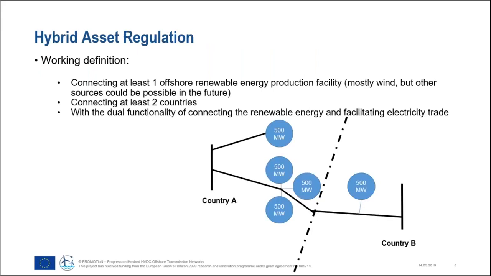The idea of hybrid asset regulation is that you connect at least one offshore electricity production facility, mostly offshore wind, but other sources could also be possible in the future, and that connects at least two countries, so country A and country B. And then there's a dual functionality of connecting the renewable energy here and here, and facilitating energy trade at the moments when the wind doesn't blow and the cable capacity is available for trade.